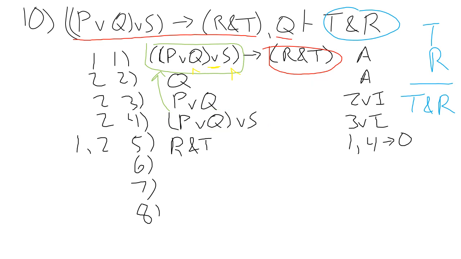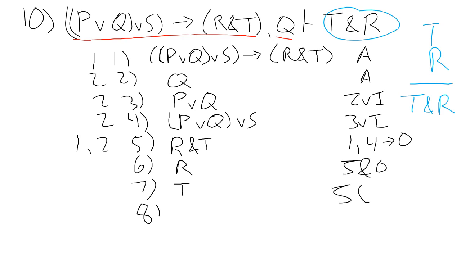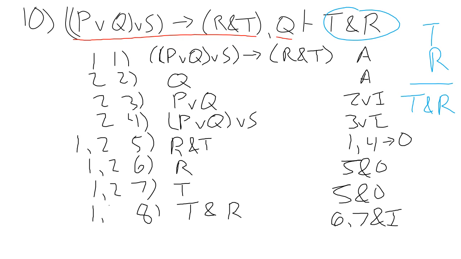Now I've got my R and T. They're just in the wrong order, so I need to break them down. And then, now that I have them broken down, I can rearrange them in the way that I need them based on my conclusion. Like that. And so there is the 10th problem, the final one of this set, to the proofs introducing the wedge-in rule.